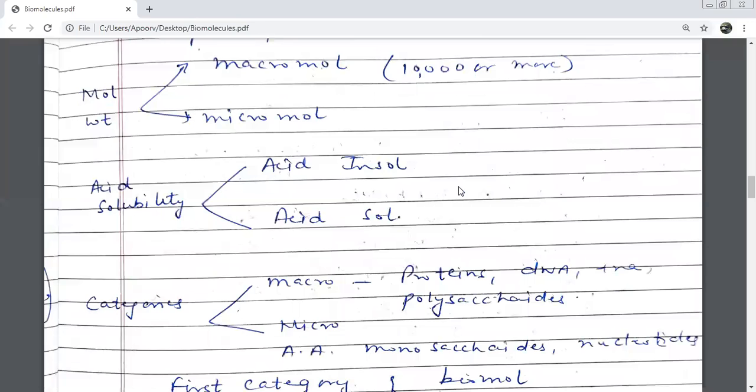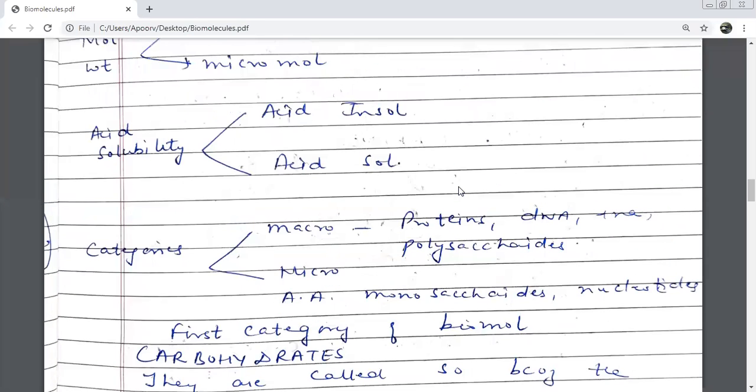So let me very quickly show you again the categorization that we have done for molecules. Of course, on the basis of weight we have done macro and micro. Then we have done 2 other classifications. What is the basis of classification? Acid solubility. And then we have taken up a few examples. Polysaccharide and monosaccharide: which one will belong to macro, and which one to micro? Polysaccharides are macro, monosaccharides are micro.